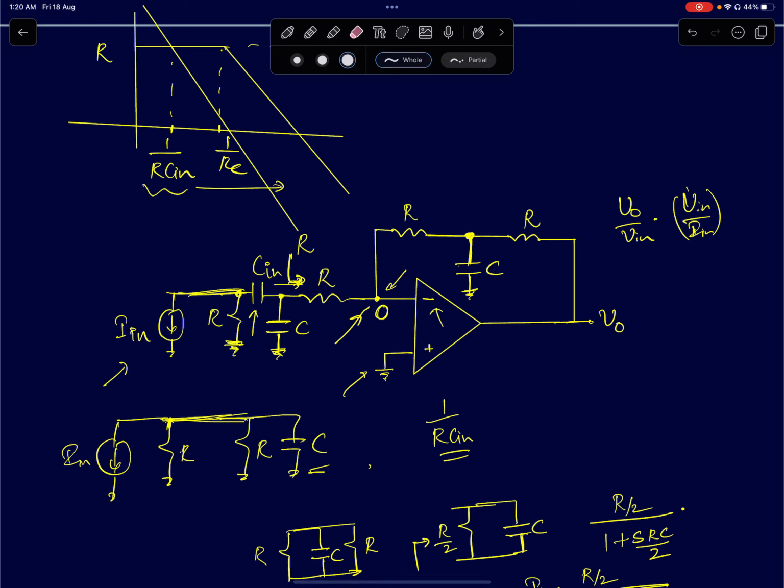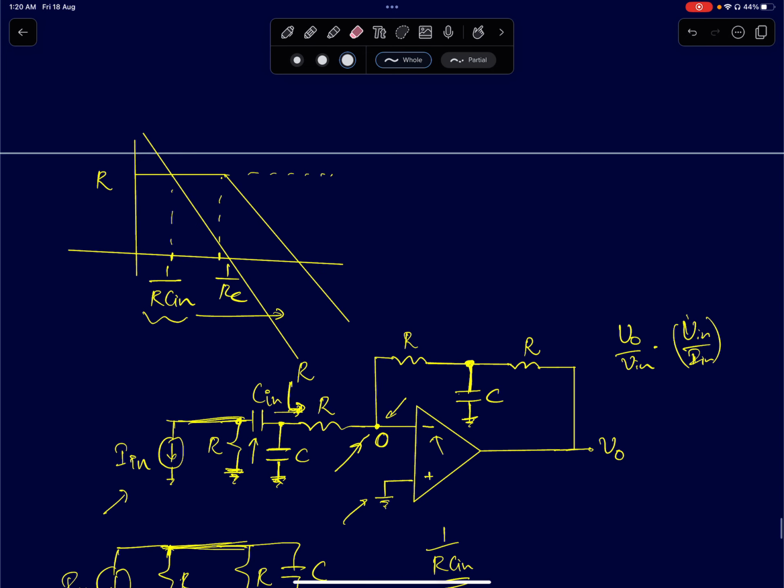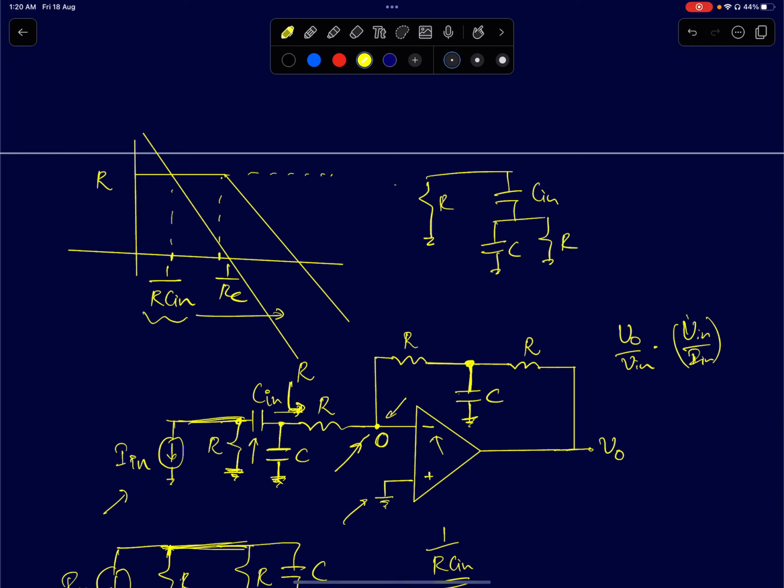I'll explain very briefly how I made that assumption. If you look at this input port, you have a current source feeding into a resistance R, and then you have the input capacitance. So this is the equivalent circuit, which I've just redrawn this way. All I'm trying to say is that the impedance offered by Cin will be much smaller compared to the impedance of R and C in parallel.